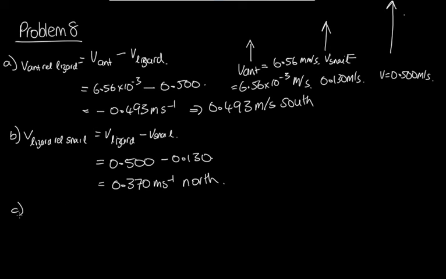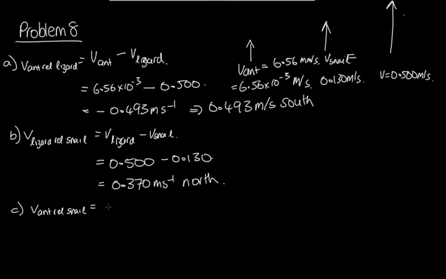And then finally, part C. We're asked, what is the velocity of the ant relative to the snail? So the velocity of the ant relative to the snail. So while if we were the snail, it looks like the lizard is getting further and further ahead, it would look like the ant was getting further and further behind. So we'd expect this one to be in the south direction again.